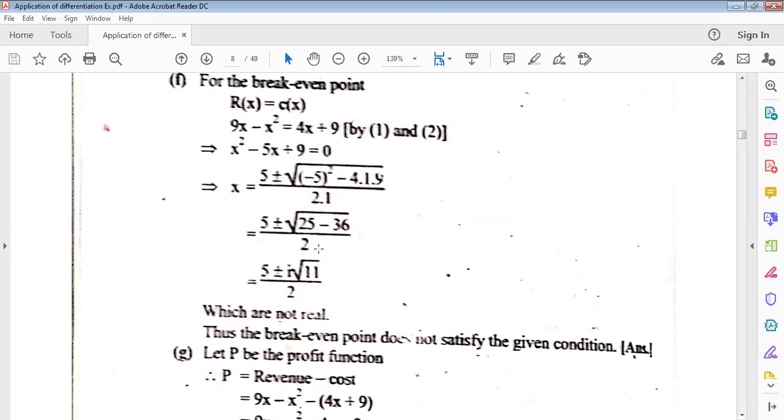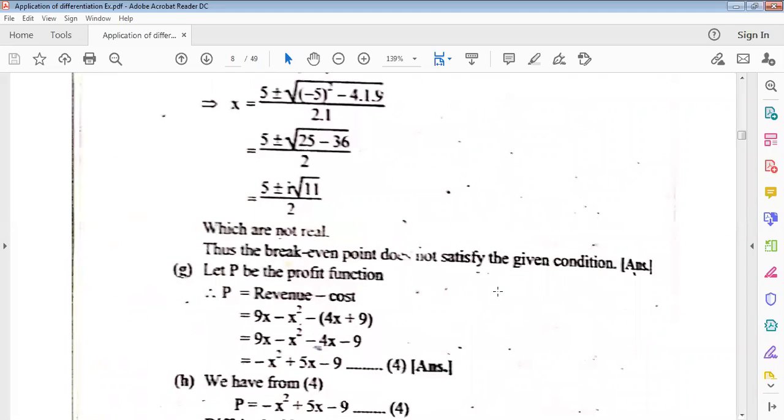There are actually complex types, complex numbers, which is not real. Since there is a square root and minus here, actually 25 minus 36, what? Minus 11, right? Minus 1 equals to i square. We must know from complex numbers that i square equals to minus 1. This is why this i is put before the square root, only i. This is why this is the complex number, which is not real. Thus, the break-even point does not satisfy the given condition.